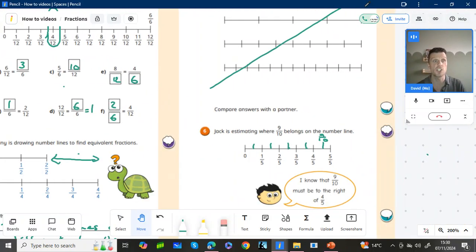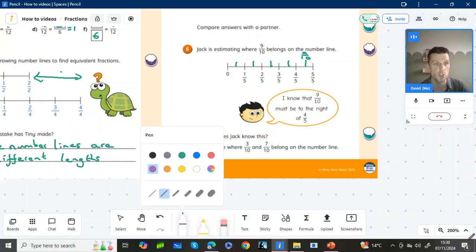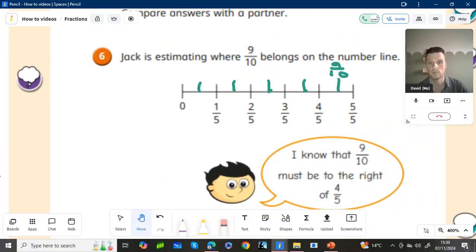Moving on to now question 6. Skip question 5. I'd answered A. So actually, if you put these lines in for your tenths, then part B is really simple, because 3/10 would be here. If I'm going to do it in purple so it stands out, and I'm going to zoom in as well. 3/10 would be there, and then 7/10 would be here. And there you go.